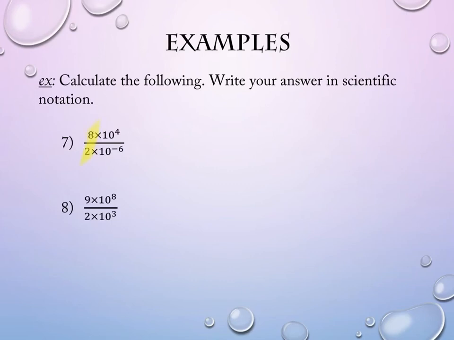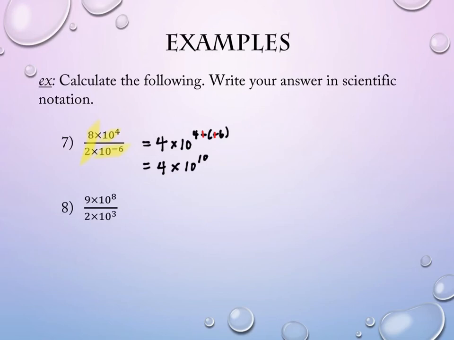What's 8 divided by 2? 4. And then I have these powers of 10, 10 to the 4th and 10 to the negative 6th. And I can do just like I did in the previous section where I can subtract exponents. So this is 10 to the 4th minus negative 6. So what is 4 minus negative 6? 10. Yeah, it's positive, so it becomes 4 plus 6 or 10.